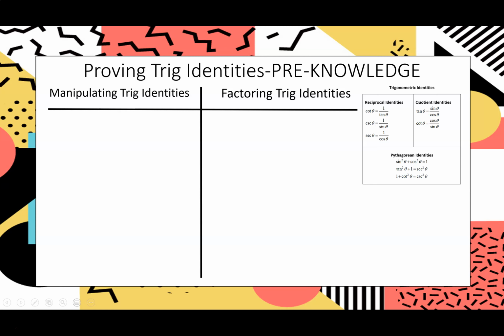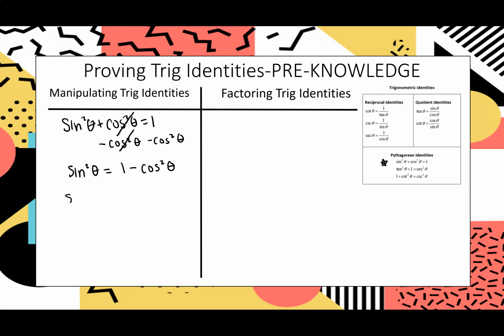I want to talk about how we can manipulate and identify various trig identities written in a different way. So let's start first with sine squared theta plus cosine squared theta equals 1. If I want, I can go ahead and subtract cosine squared theta from both sides. The cosine squared thetas cancel, and I'm left with sine squared theta is equal to 1 minus cosine squared theta. So that's one possible way to rewrite a Pythagorean identity.